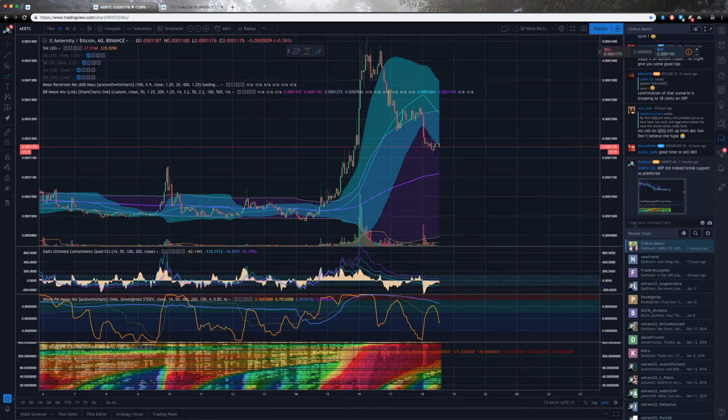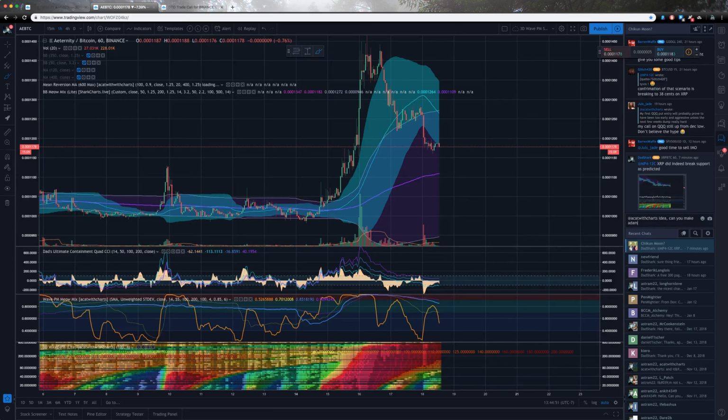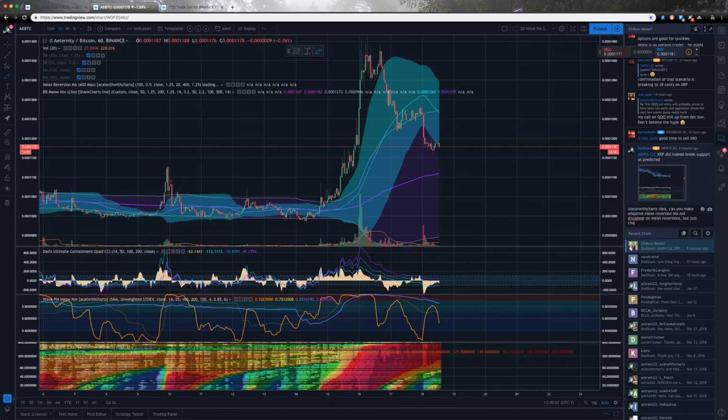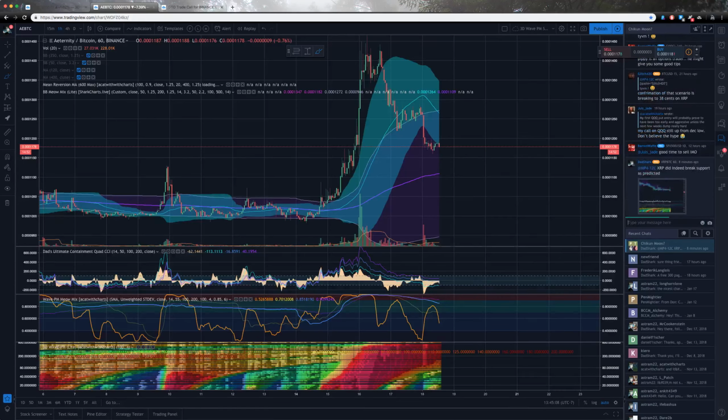I also just had an idea. One second. Add a cat. Shit. Add a cat with charts. Perfect. Idea. Can you make adaptive mean reversion MA not disappear on mean reversions, but just change color to signify the completed reversion? Cool.